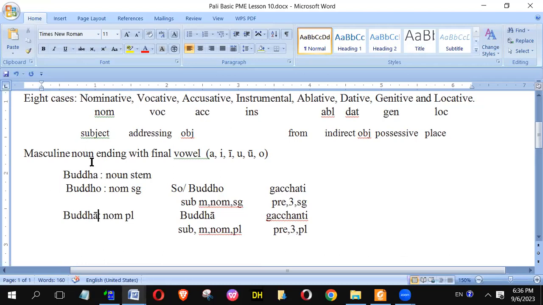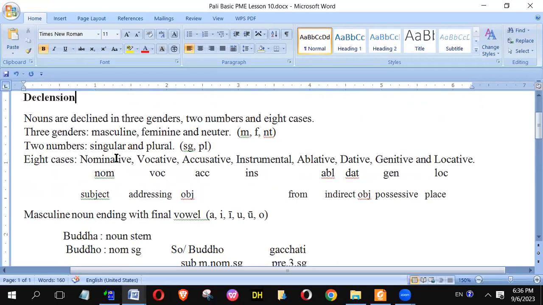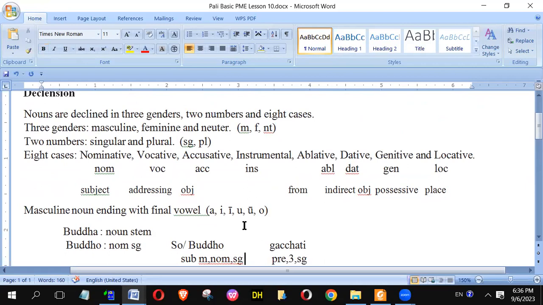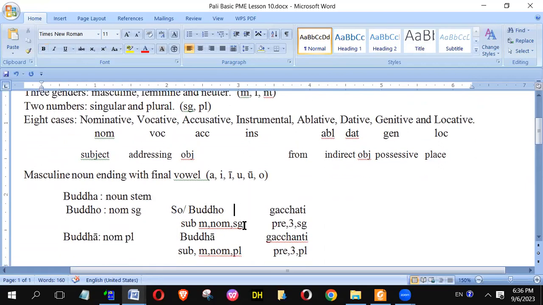So the first thing is, remember, you just have to remember the basics here. Noun declension: three genders, two numbers, and 8 cases. Three genders: masculine, feminine, neuter. Singular and plural, SG and PL. So 8 cases. And what is the function of these cases? Pali is not like English or Chinese. If you just write Buddha gacchati, you are not declining. You are not putting it as a nominative singular.